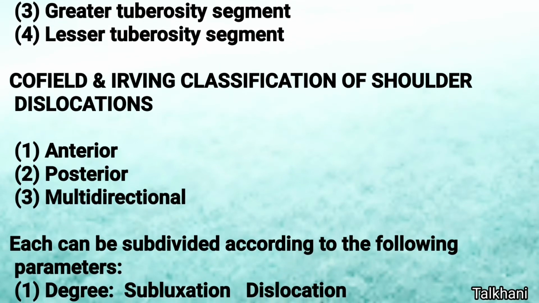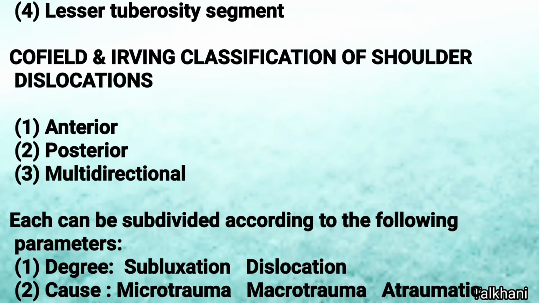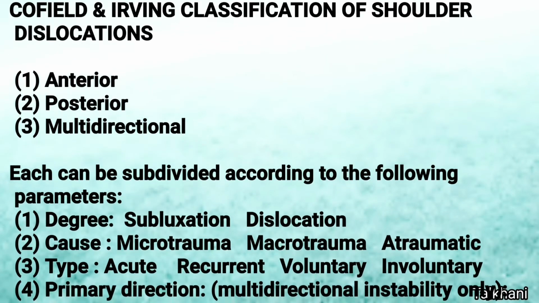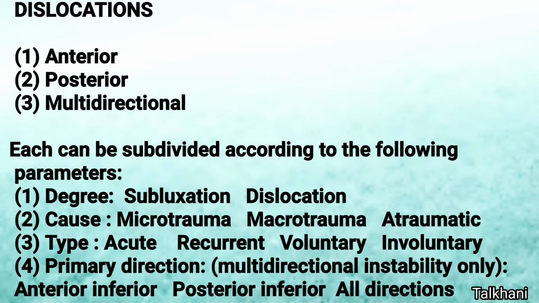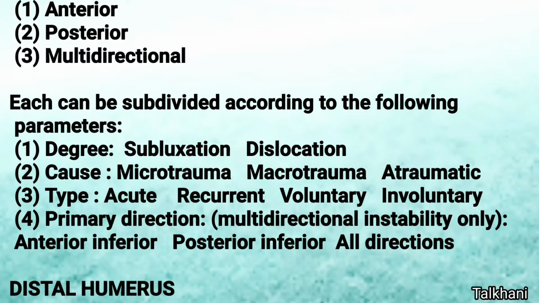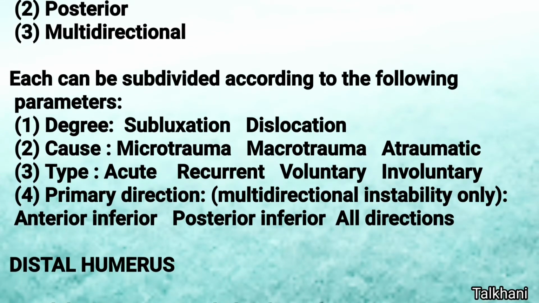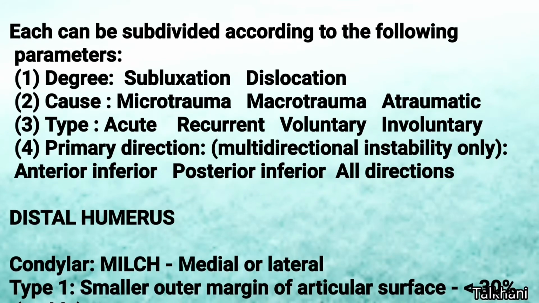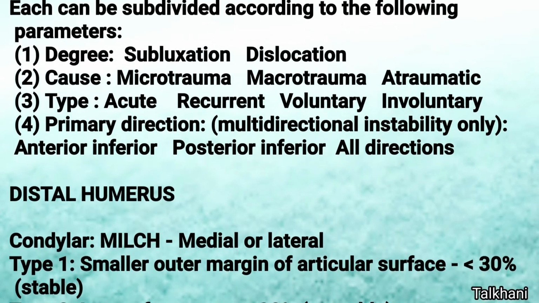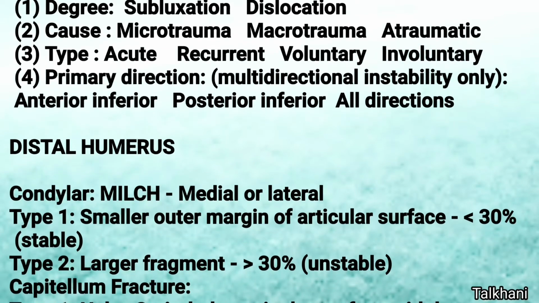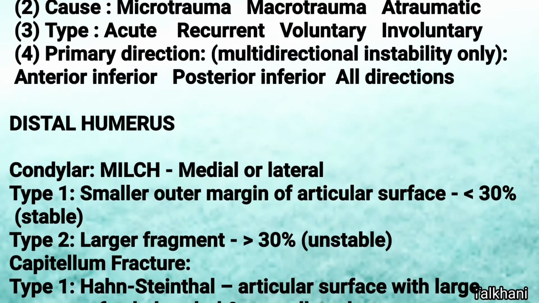Each category is subdivided according to number 1, degree, which can be subluxation or dislocation; number 2, cause, which can be microtrauma, macrotrauma, or atraumatic; number 3, type, which can be acute, recurrent, voluntary, or involuntary; number 4, primary direction in multidirectional instability can be anterior inferior, posterior inferior, or all directions.